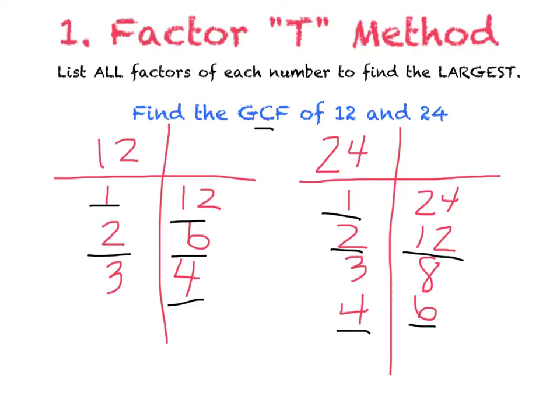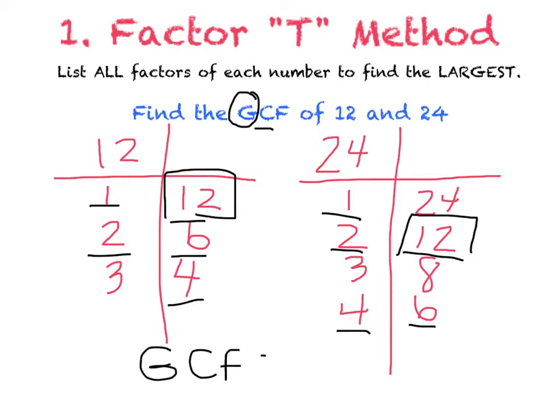So then the next key is that letter G, and that stands for the greatest. So if I look at all of these factors they share in common, I'm going to find that 12 is the largest factor that they both share. So the GCF I would indicate as 12.